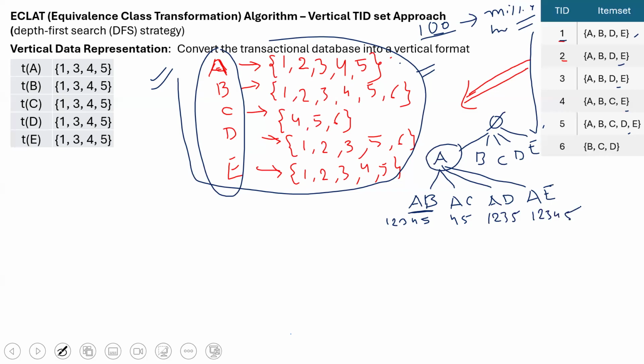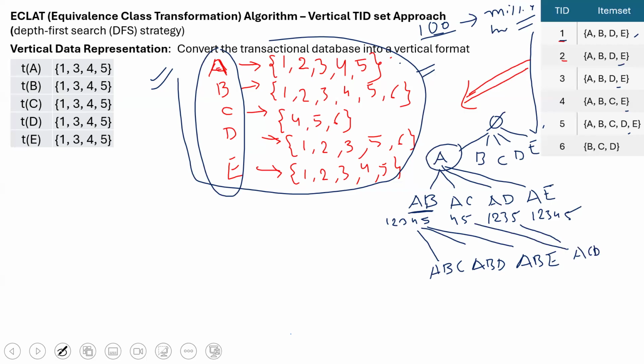Now you will also store these transactions: 1, 2, 3, 4, 5 and 4, 5. These have also been stored. When you go to the next stage, you will not go to BC again, because this is depth first. You will complete one part first and then go to the next one. Now here, what are the possible things? ABC, ABD, ABE, which is the combination of AB and AC is ABC, AB and AD is ABD, AB and AE is ABE. And AC and AD is ACD.